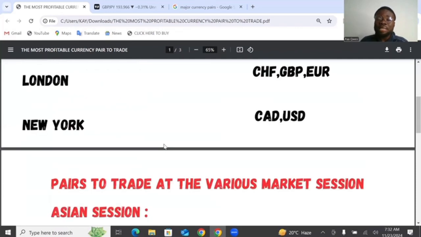So this is the simplest and the best way to select a currency pair, and I know this video is going to help a lot of people here who are struggling with selecting a currency pair.